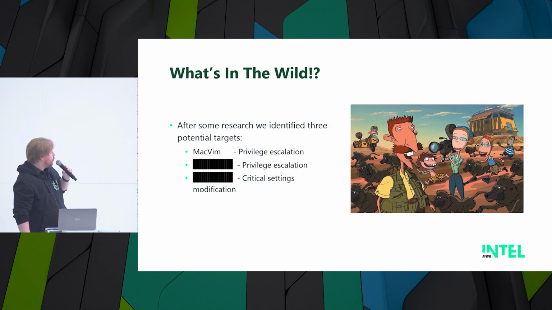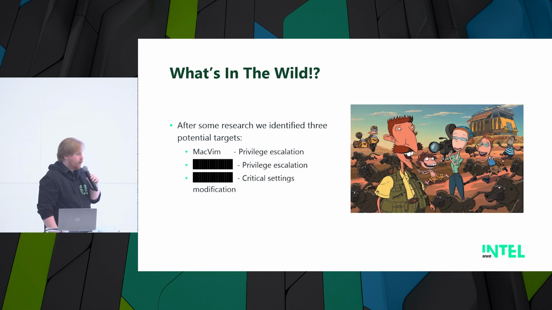So before we get to the actual POC, let's just take some time to talk about what's in the wild. We identified 3 targets. The first one was MacVim that suffered from a privilege escalation. The second one was a completely different set of software that also suffered from a privilege escalation. And the final one was a piece of software that would essentially allow other software from the same vendor to configure it. However, because they were using this specific interface, any software on the machine could then connect to that settings component and just change whatever they wanted to.